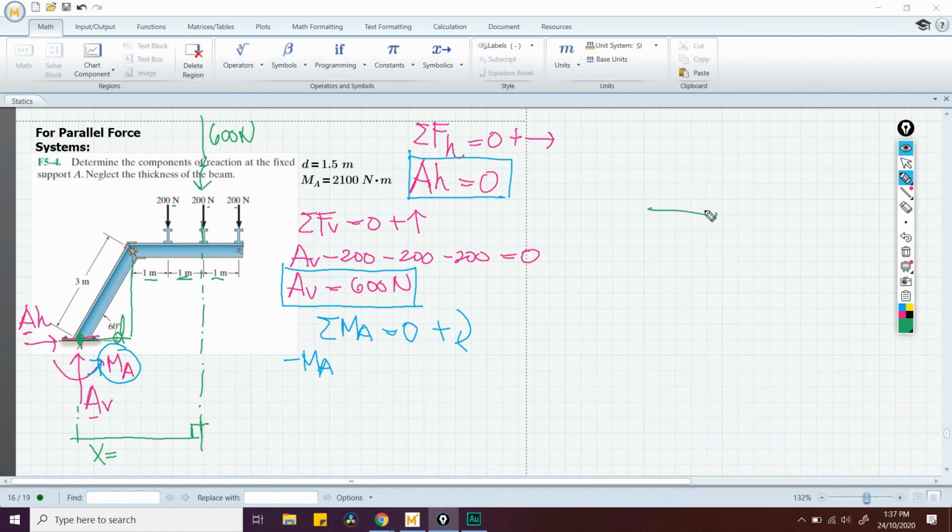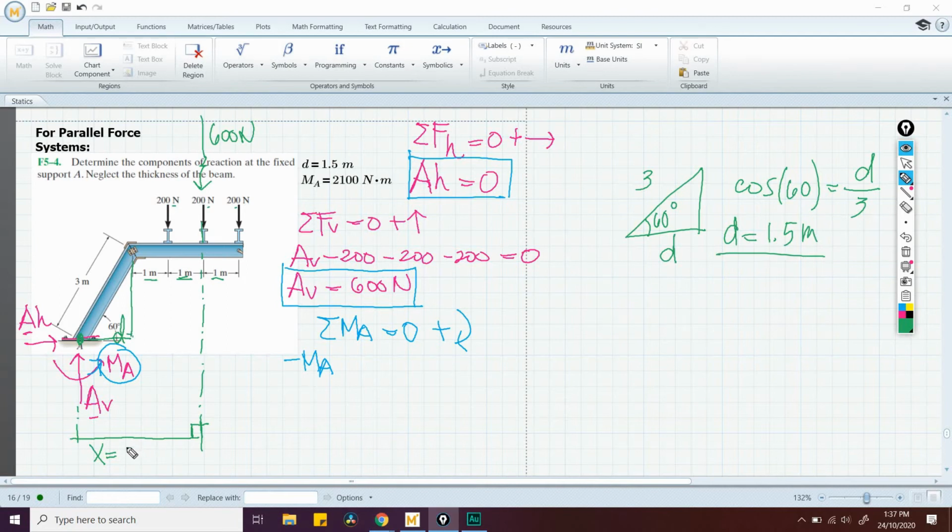So pag solve natin yan, let's just draw a triangle. So we have our D, 3 meters, tapos at 60 degrees yan. Okay, so masolve na natin siya agad. Cosine of 60 degrees lang. Ano yung adjacent? That is D, hypotenuse is 3. So D will be equal to 1.5 meter. So may D na tayo. So ibig sabihin, our X here is 1.5, which is yung D plus 2, itong 2 meters na to. So, this is equal to 3.5 meters.